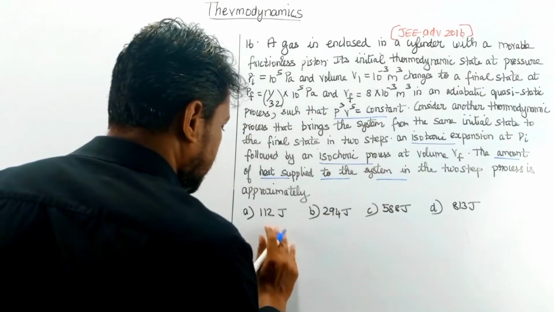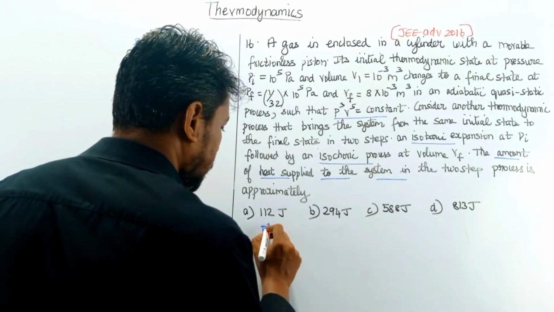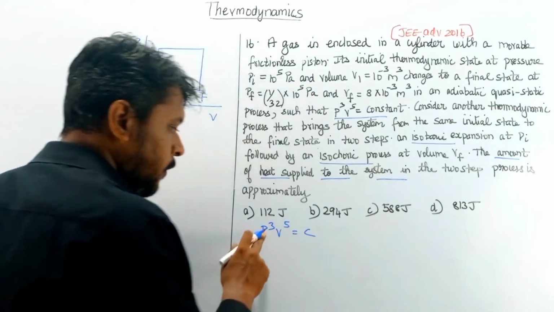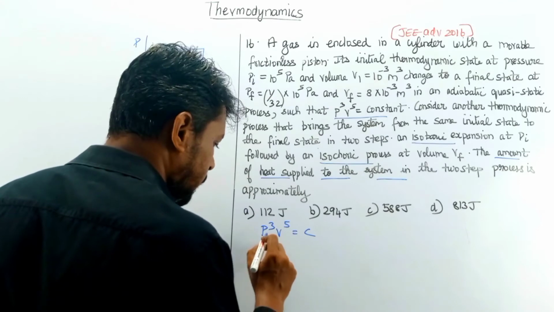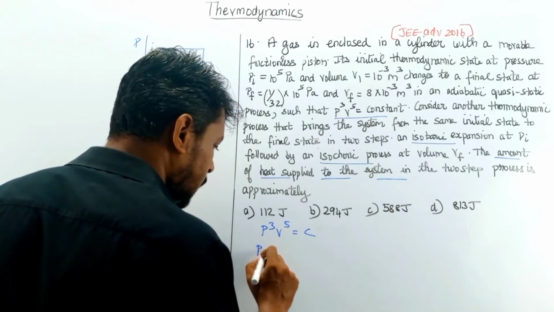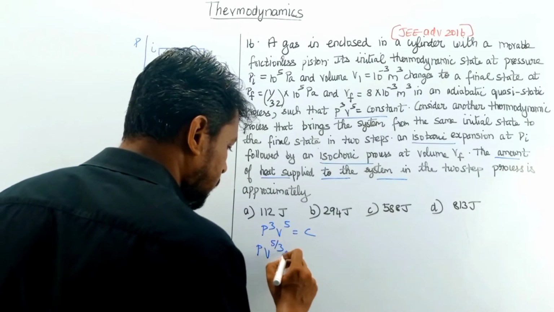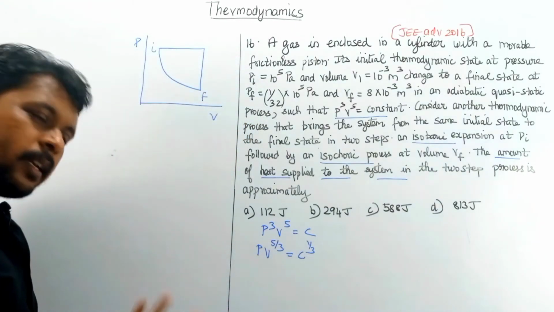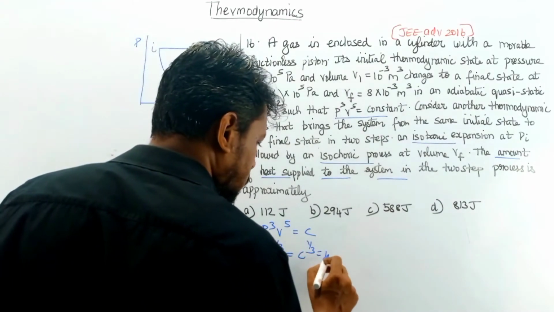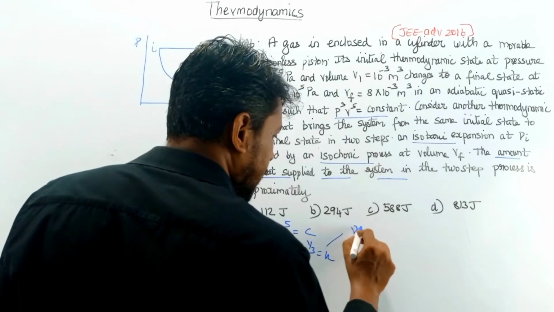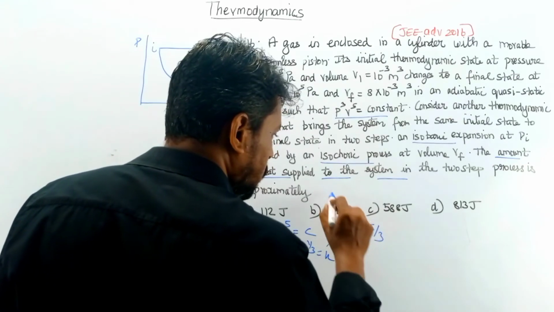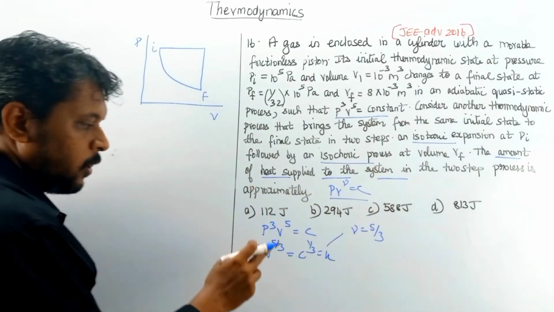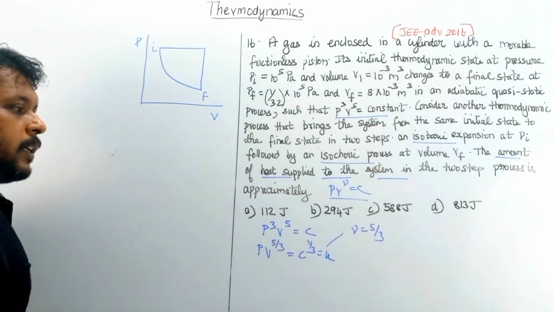Here we know that they have given the relation P cube V power 5 is equal to constant. Now divide this by 3 on the powers. So it will become P V power 5 by 3, which is equal to C power 1 by 3. So C power 1 by 3 is also a constant; let us take it as K. From this we can say that the gamma value is 5 by 3, because you know that P V power gamma is equal to constant.